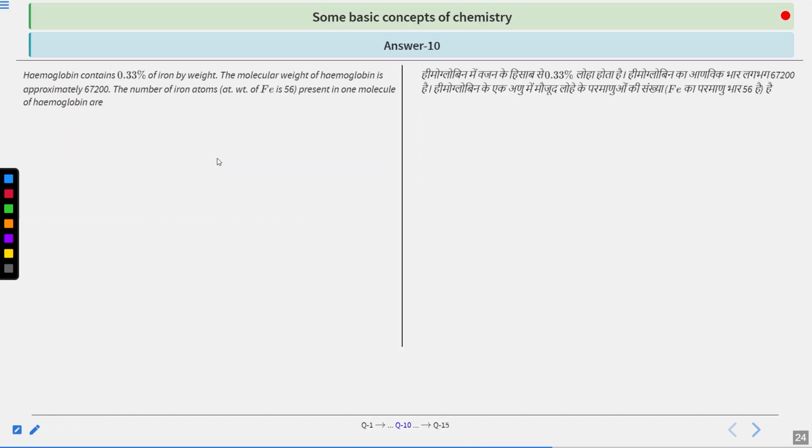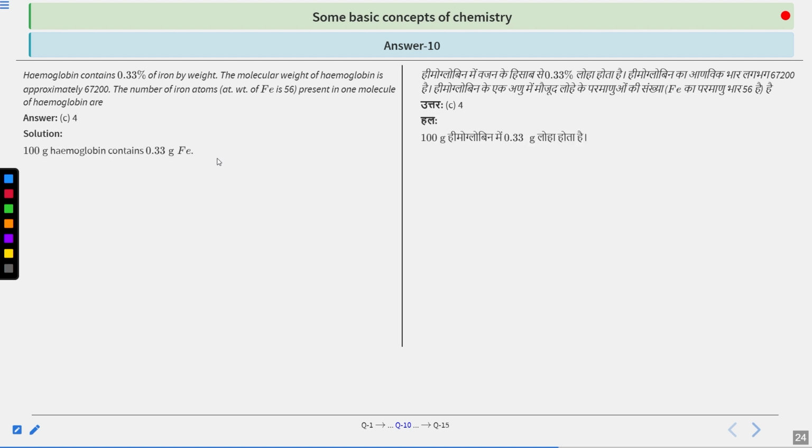Now, it is being said that hemoglobin contains 0.33% of iron by weight. The molecular weight of hemoglobin is also given. It is 67200. Okay, so we have to count the number of iron atoms that are present in one molecule of hemoglobin. Now the correct answer is C, that is 4.